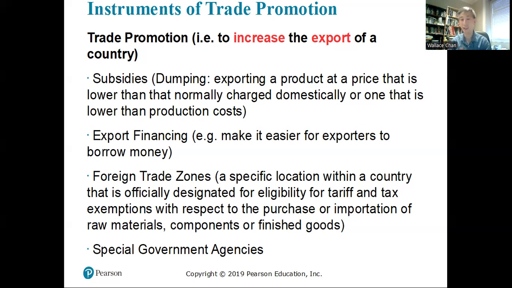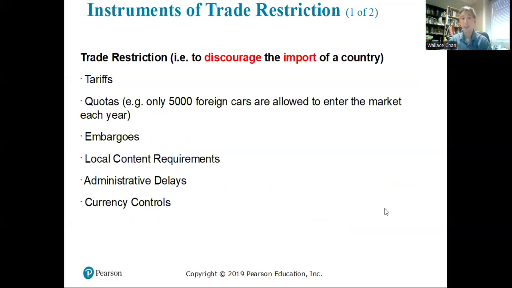Special government agencies are also very often established with the same purpose, which is to increase the export of the country. On the other hand, a government can also set up trade barriers to make it more difficult for foreign goods to enter the local market. Tariffs are basically a type of tax that would be imposed, and foreign goods would then become more expensive.